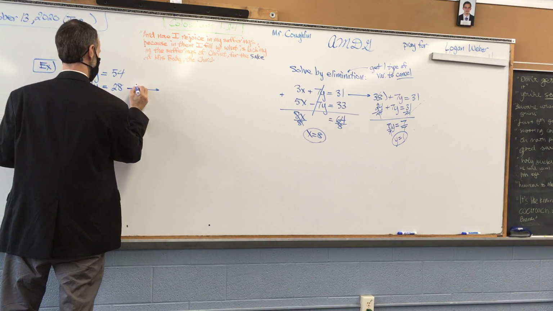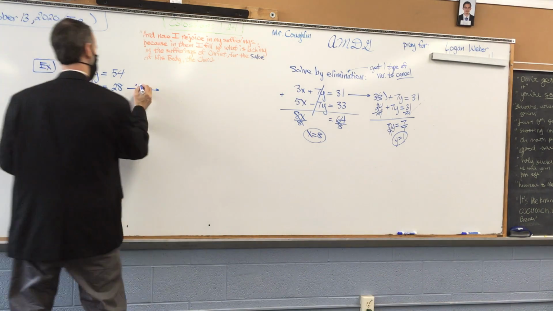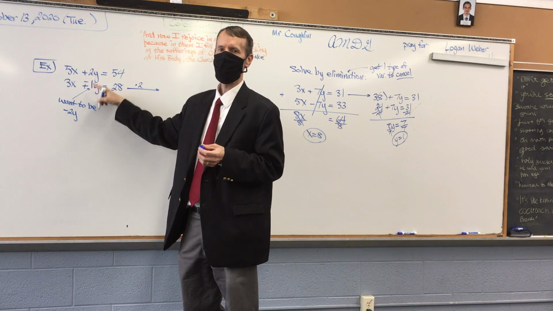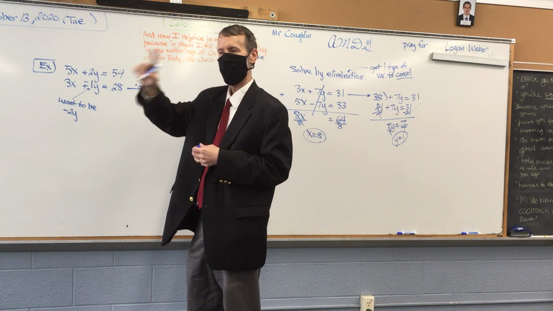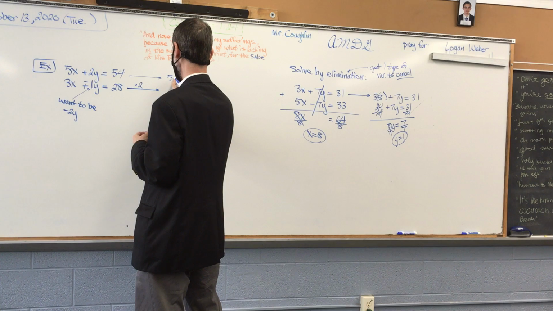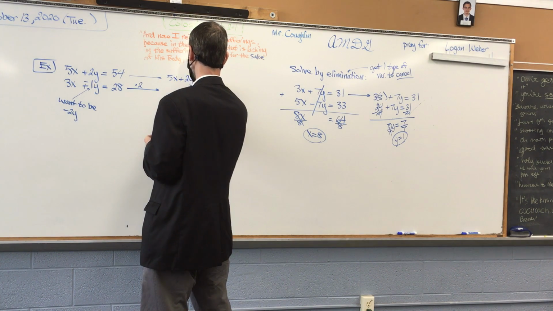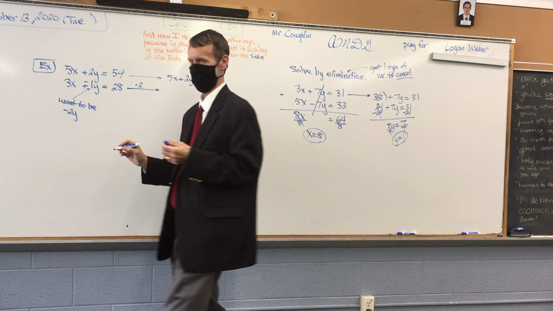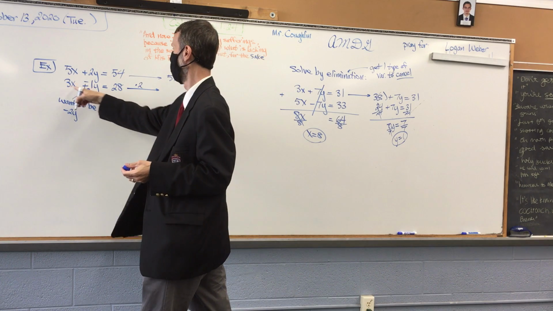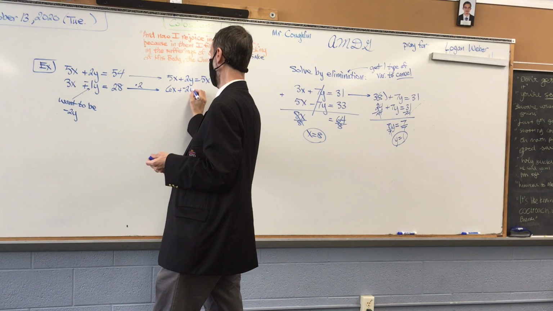I would like you to multiply by what? Nick? 2. If you multiply this by 2, does everybody say it's going to be -2y? But you have to do it to both sides. So the top one, I'd just like you to rewrite. We're not doing anything to that. 5x plus 2y equals 54. And then the bottom one is what? Go ahead and take that one.